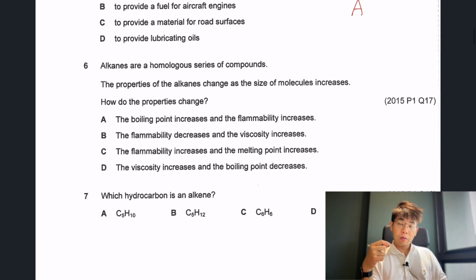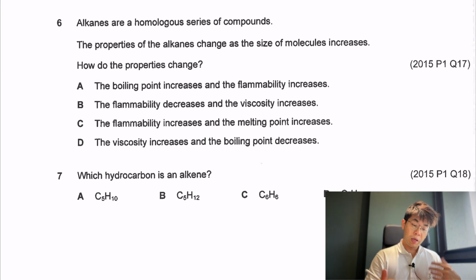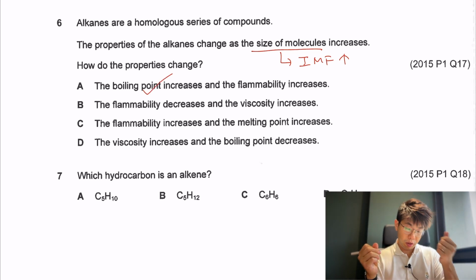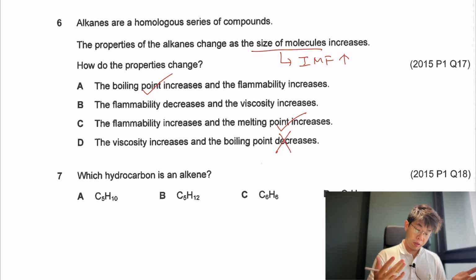Okay, I'm back. So alkanes are a homologous series of compounds, so the size increases. As the size increases, the intermolecular forces increase. When the intermolecular forces increase, the boiling point will increase. So boiling point increases, that's true. Melting point will also increase.